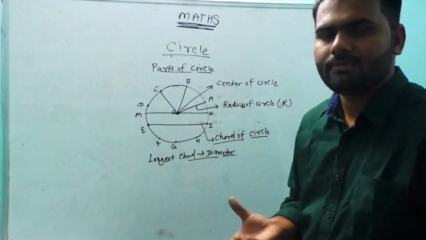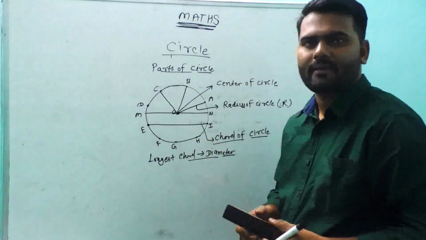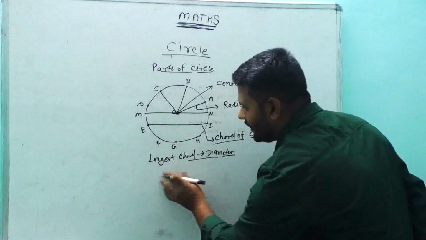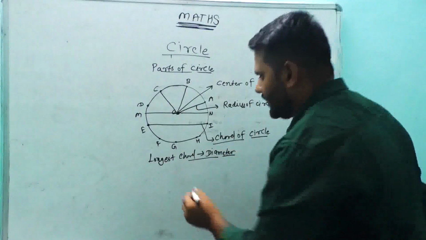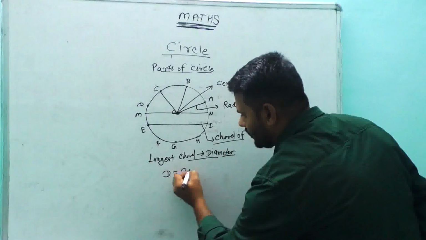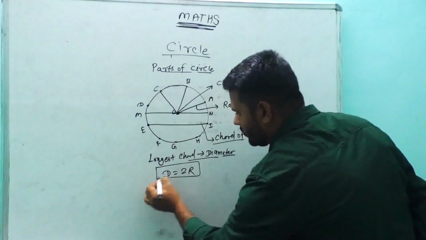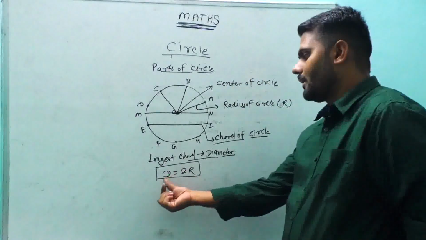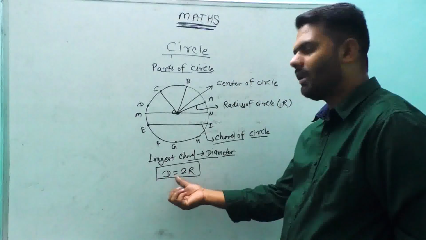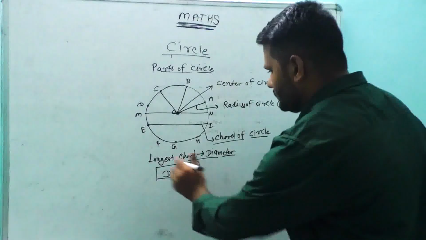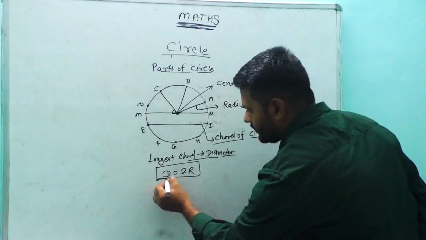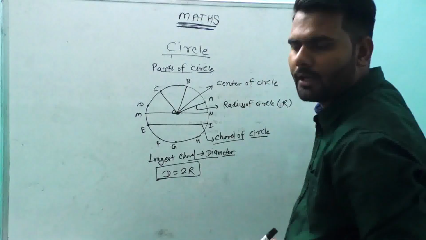Here is the relation between diameter and radius. Diameter is twice the radius. D equals 2r. D is always equal to twice the radius. D equals 2r. Okay, thank you.